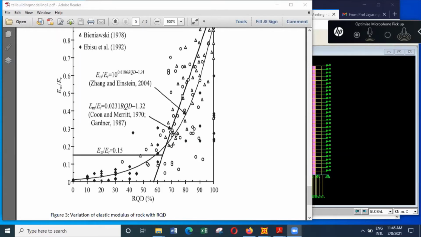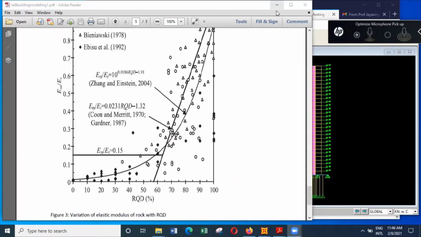So basically, if you know the value of RQD and you know the type of rock available, you can always find a horizontal subgrade reaction for rock as well. So let's see how to actually make use of this in practice.